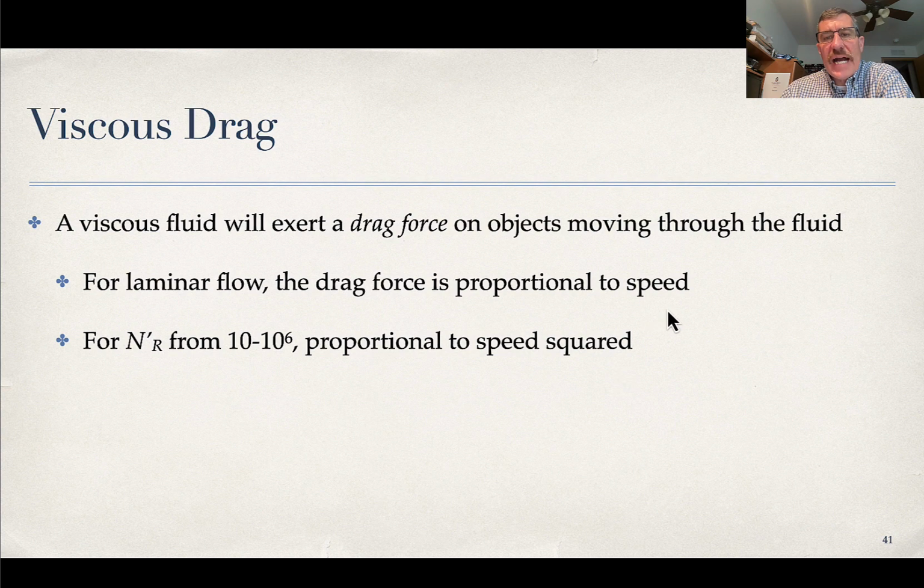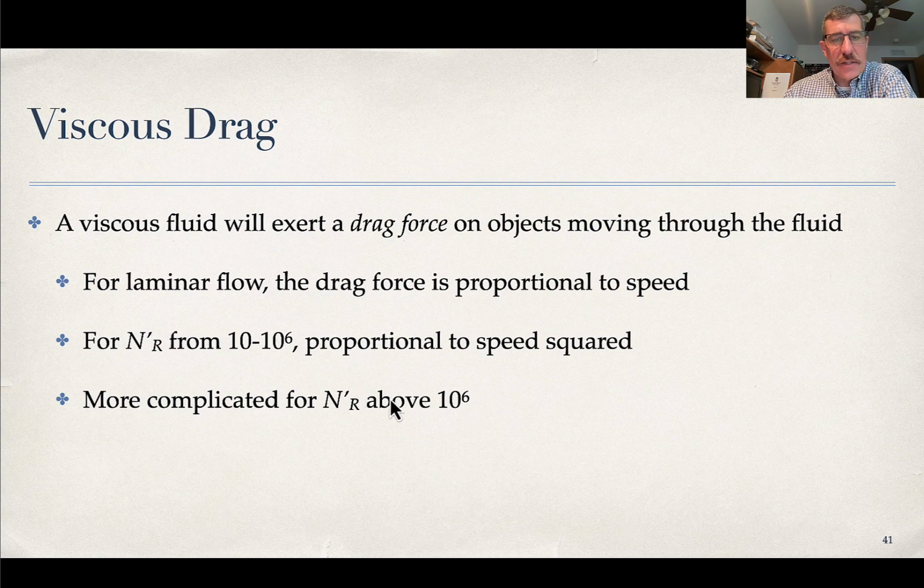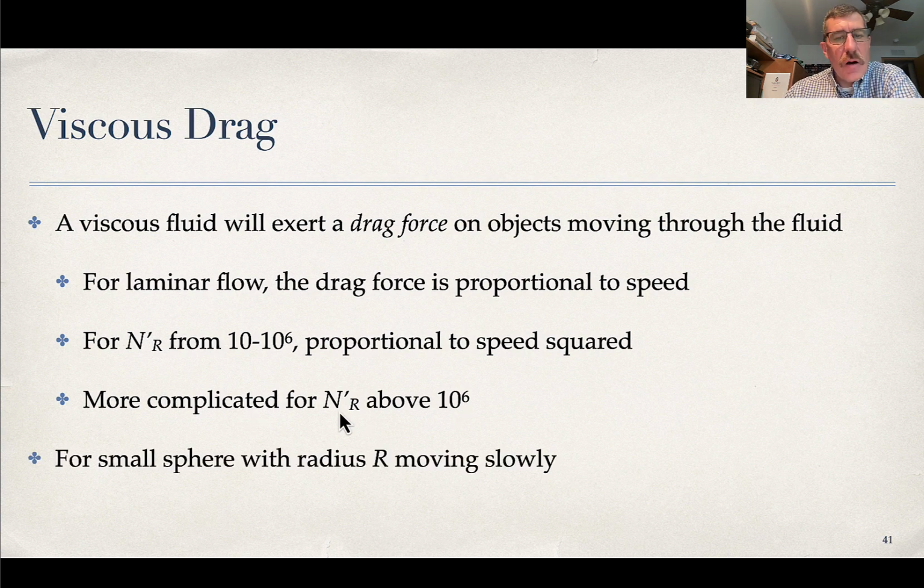If you remember all the way back to when we talked about drag forces, we said sometimes it's proportional to the speed, sometimes it's proportional to the speed squared, and this Reynolds number can help us predict and decide which one to use. And again, if the Reynolds number is really big, bigger than around 1,000,000, then things get more complicated. If we have a sphere moving slowly through a viscous fluid, so our Reynolds number is relatively small, the drag force is going to be 6 pi times the radius times the coefficient of viscosity times the speed of the object.